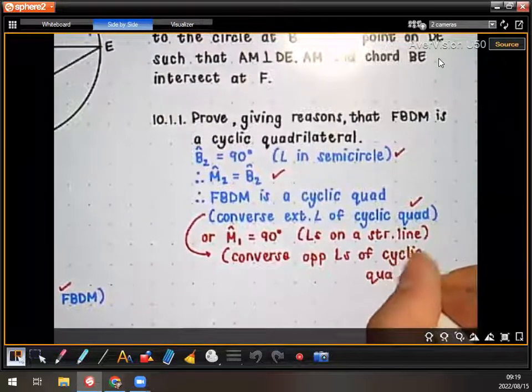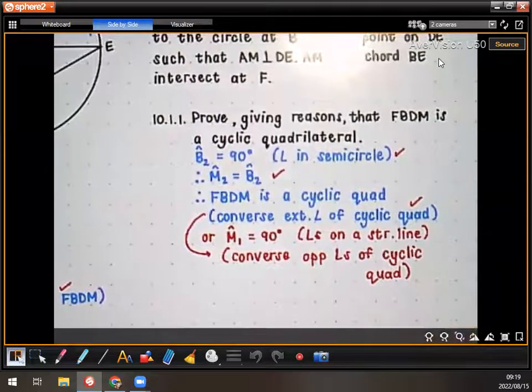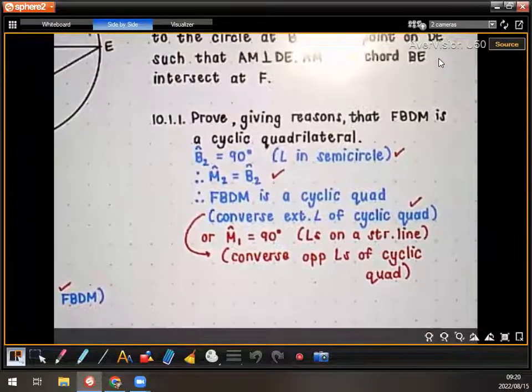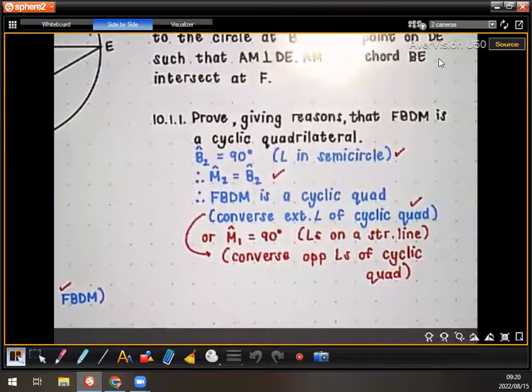So when do you use converse? So if it is a cyclic quad, you don't use the word converse. If you're proving that it's a cyclic quad, you do. And guys, these are actually the reasons that we are very strict on at the end of the year. If the word converse is not there for this, then you don't get that mark. And also if you write the word converse when it shouldn't be there.